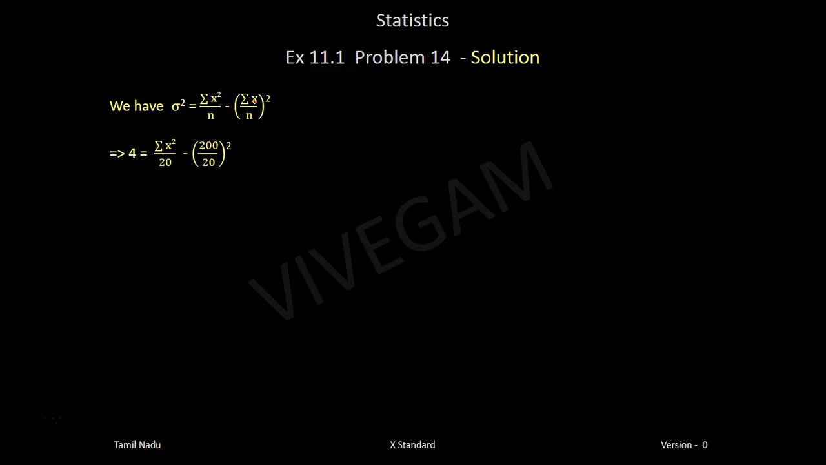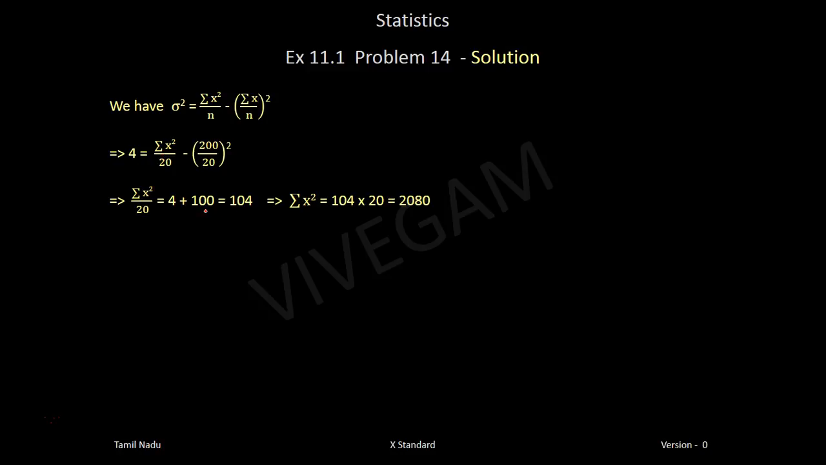And sigma x, we have to put only the incorrect value. Okay, you should not put the correct value. Incorrect value is 200. 200 by 20, the whole square. So sigma x square by 20 will be 4. This 20 will go 10 times, so 10 square is 100. So this is minus 100. When it goes outside, it becomes plus 100. So 4 plus 100, that is 104.